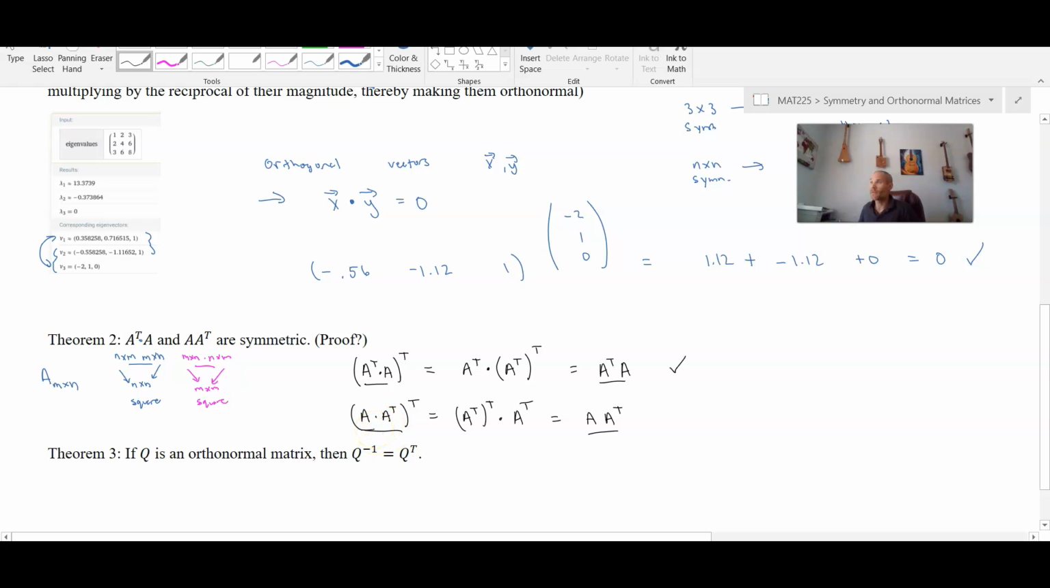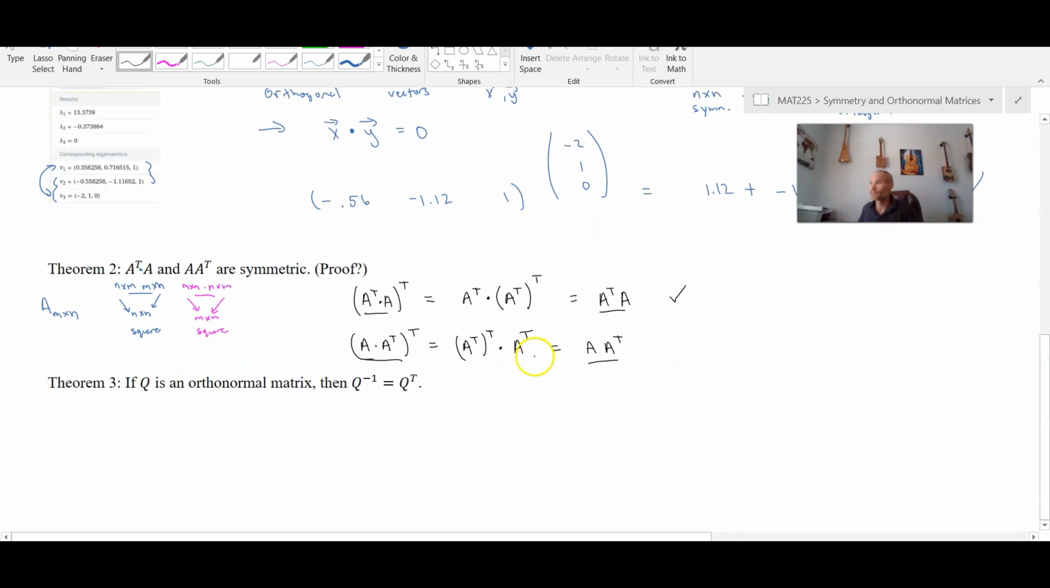Very cool stuff. That's going to be very, very powerful, because not only can we make a square matrix out of an image, but we can also make a symmetric matrix out of a non-square image.